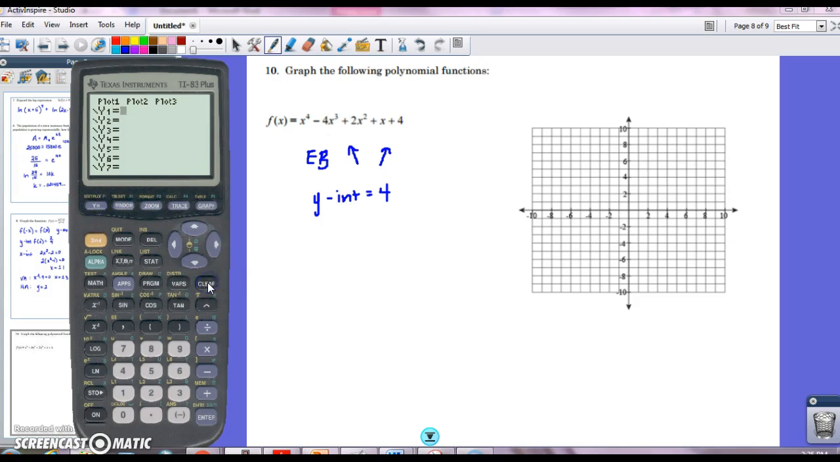So if I go to my calculator, let's see if I clear this out, and I put that function in, x to the 4th plus 2x squared. Oh, missed something. Minus 4x to the 3rd plus 2x squared plus x plus 4. If you graph that, you'll see that's kind of the general shape of it.